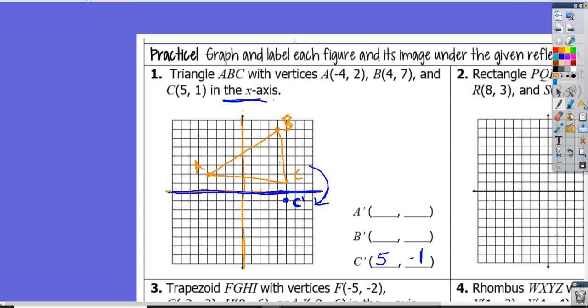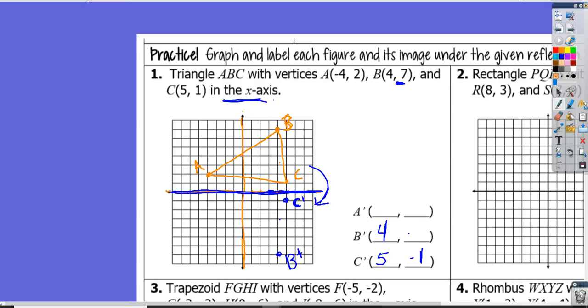And now I'm going to go to B. B is 1, 2, 3, 4, 5, 6, 7. You'll notice that's the same as your y value. So it's 7 away. I'm going to go down here, 7 away: 1, 2, 3, 4, 5, 6, 7. I'm going to put a point, and that's my B prime. We didn't change our x at all, so our x is still 4.